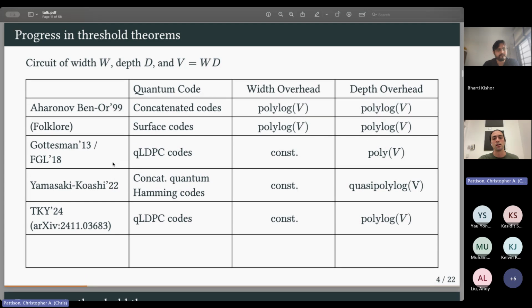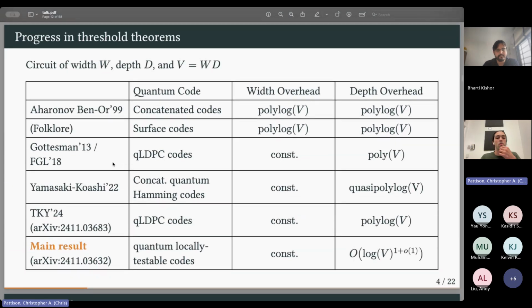And then very recently, and essentially in parallel with our work, it's been shown that you can get all the way down to polylog using just the good code families that we have today. And then our result gets all the way down to almost logarithmic. And to do this, we need to use a stronger code family, not just these quantum low density parity check codes, which, sorry, I'll define in a moment, but actually something known as a quantum locally testable code, and I'll get to that.